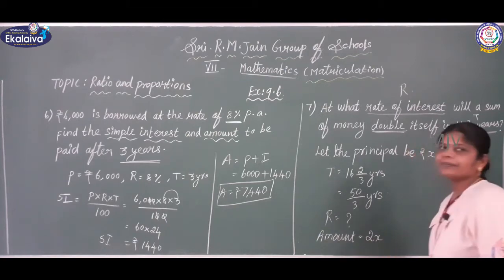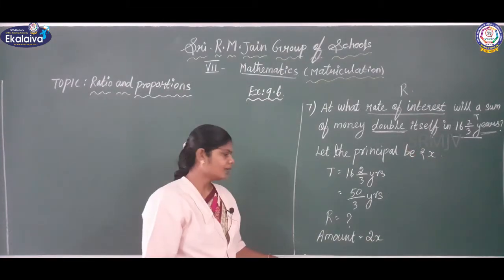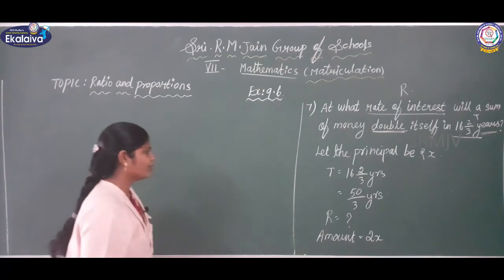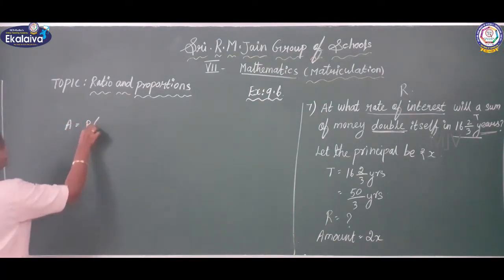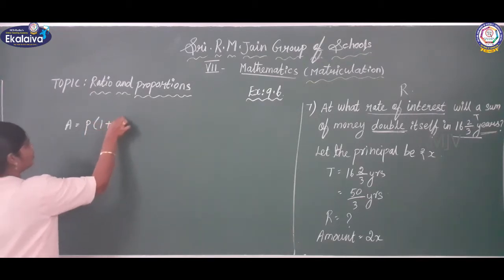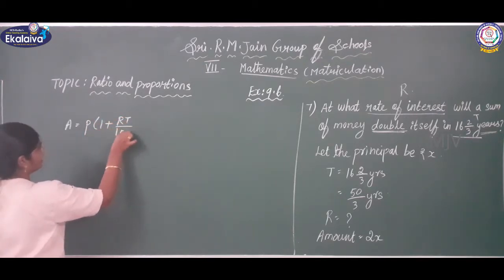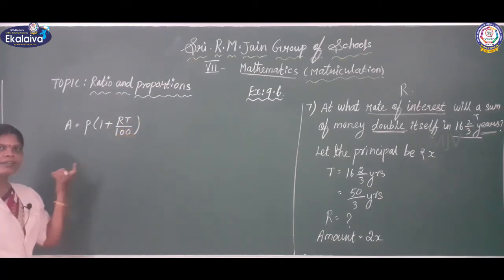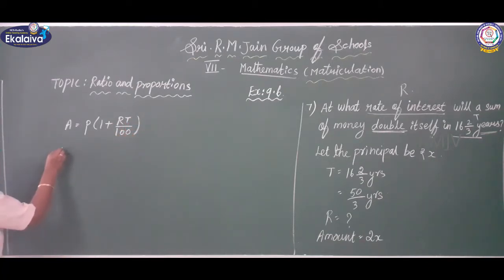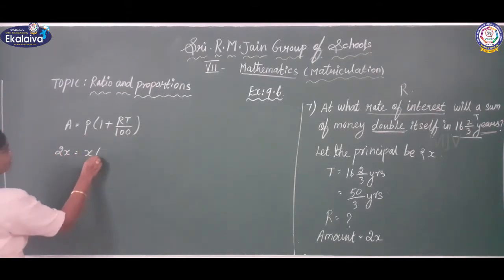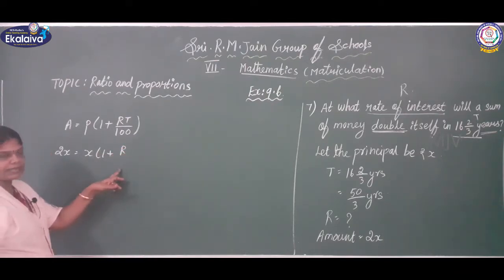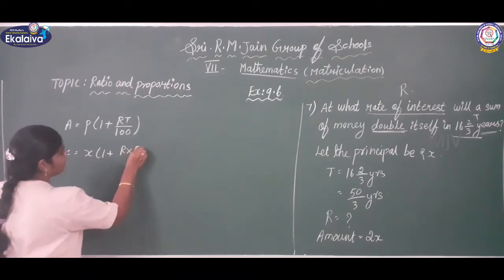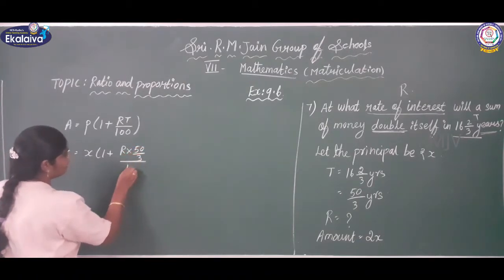Amount equal to 2x. Okay. First write the formula, children. Amount equal to principal into 1 plus RT by 100. Here you substitute the values. So amount value 2x equal to P value x into 1 plus R, we are going to find, just keep it as it is, into time 50 by 3 divided by 100.